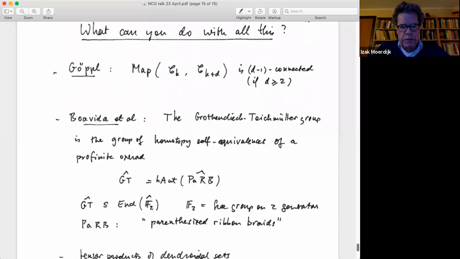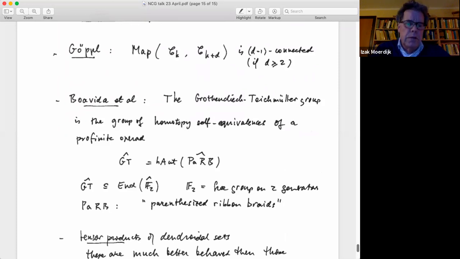Another recent use of it is a paper by my collaborator Boavida, but I was not involved in this at all, with Geoffroy Horel. I think there's several versions of this in the literature, so I do not know to what extent this is new, well, it builds on known results, let's say, but certainly in this form it was new. There is an operad of which you can take the profinite completion, and then you end up with the profinite Grothendieck-Teichmüller group.